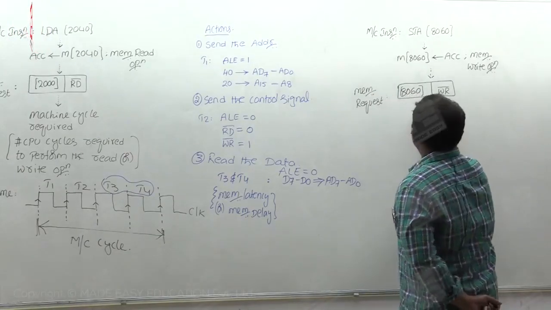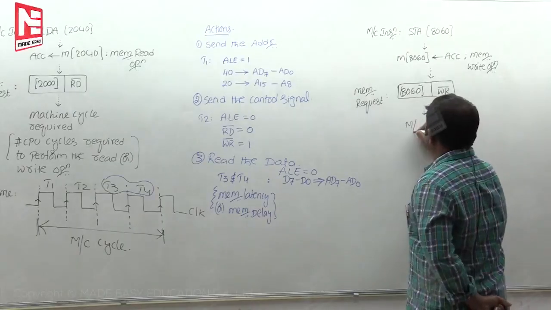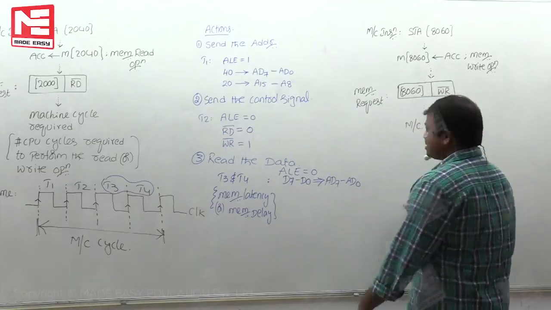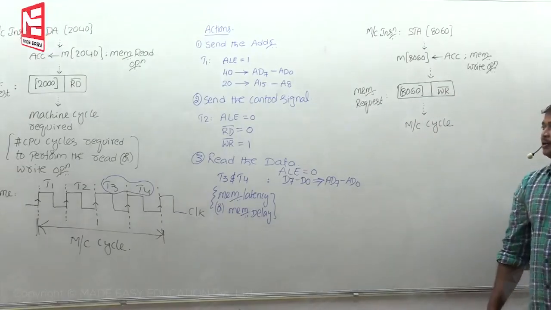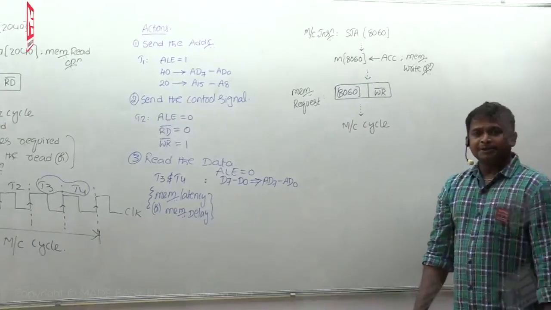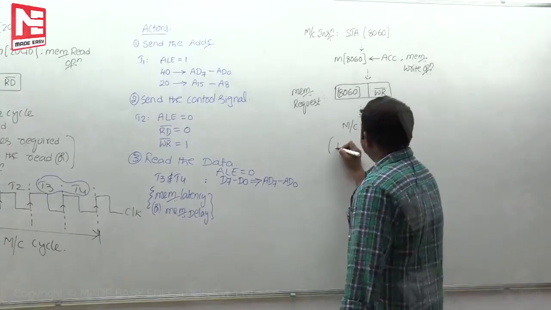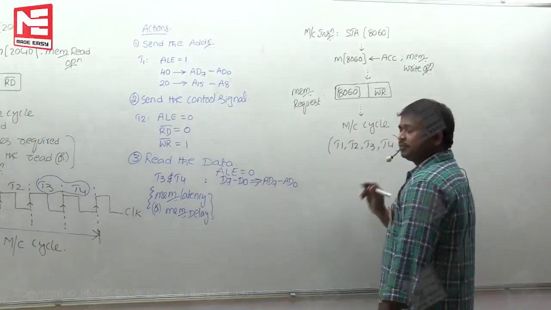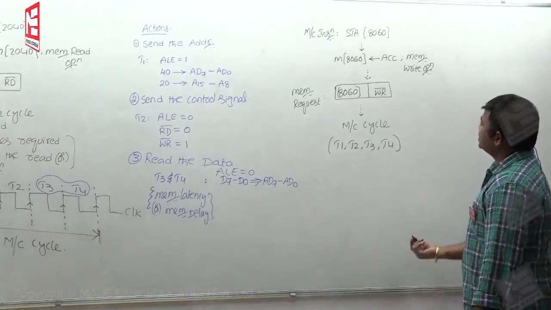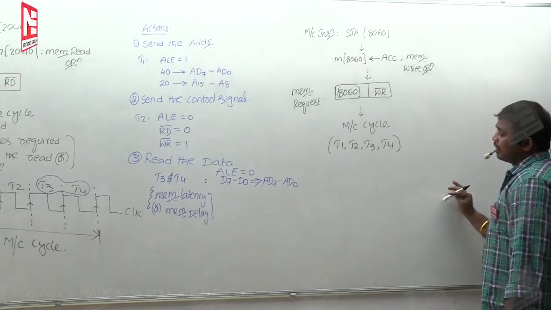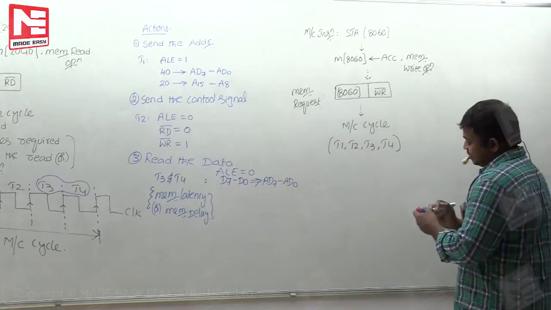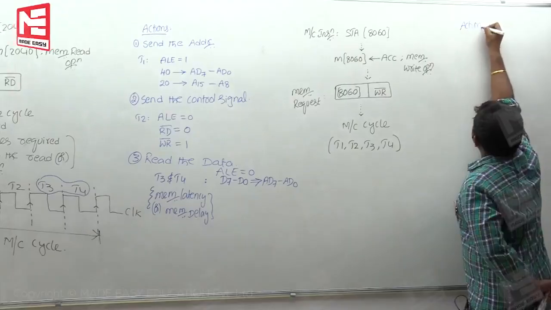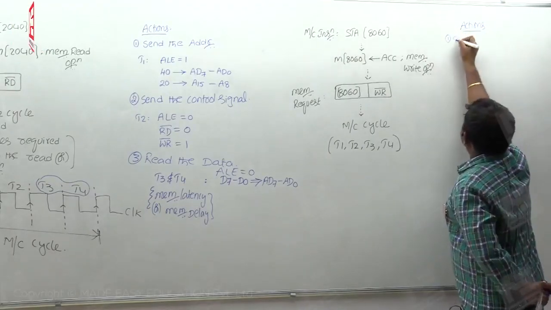Clear now? Right. To complete this operation, a machine cycle is needed. Machine cycle means the number of CPU cycles required to perform the memory operation. Our assumption is T1, T2, T3, T4. Right? Now, the actions required to complete the memory write operation are like this. First one, send the address.